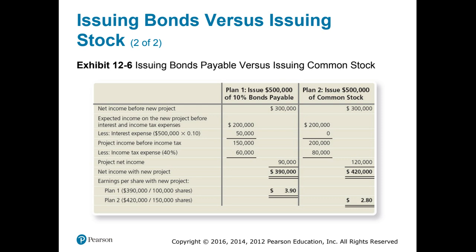So which plan looks better? If we're looking at our net income, which plan would you go with?